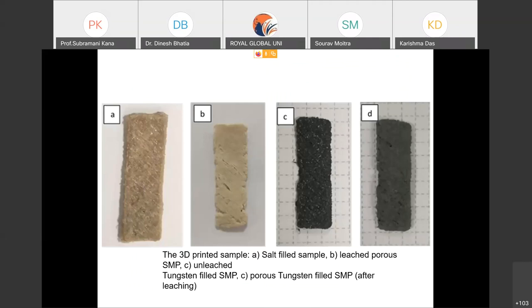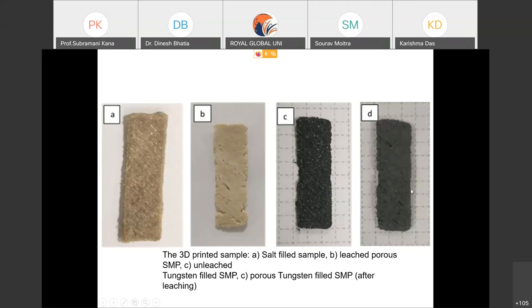And after that, we made a block. Okay, this is about the sodium chloride filled block, and this is with tungsten and all like that. Then after it was filled with sodium chloride, a salt leaching process was done, and this is what you can see here. Okay, this is a leached porous component of shape memory polymer, and this is with the salt and the tungsten. Once you remove that salt, this is a porous tungsten shape memory polymer composite.